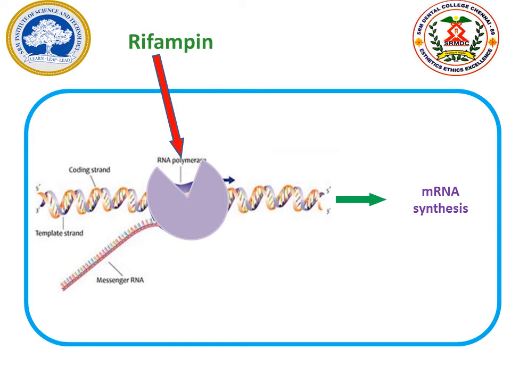Because of the conformational change in the RNA polymerase enzyme, the normal mRNA synthesis which has to take place does not happen here, leading to the absence of DNA synthesis. So that is leading to the bactericidal effect of rifampin. Since there is no DNA synthesis, it is causing a bactericidal effect.